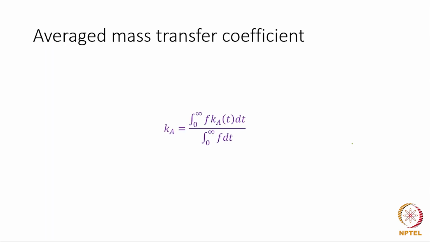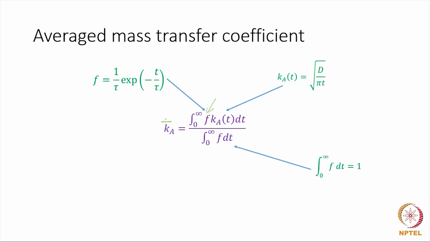So the way we average is as follows. Instead of directly averaging the k, we put the f in the numerator and average k. So the average value of k, considering the probability of interaction between the liquid and the gas, is considered in this expression. And in the numerator, the probability f is given with the expression that we have just brought in. And the instantaneous mass transfer coefficient is given by root of D by pi t, that is going in there.